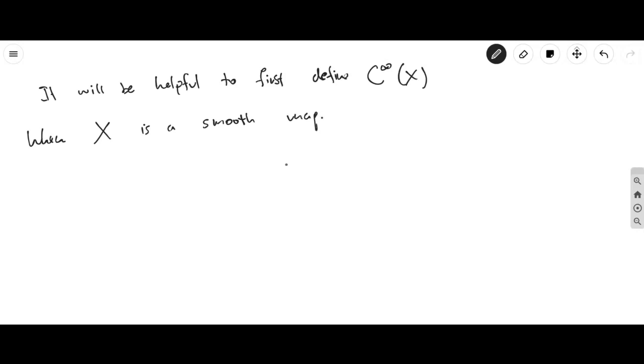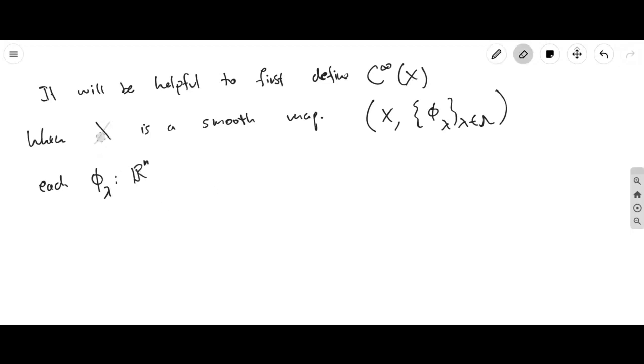Maybe we should recall what a smooth manifold is. So it's really X, comma, an atlas, and an atlas is a collection of maps. Let's call them phi lambda. You could have an infinite number of such maps. So it's a topological space together with a collection of maps where each phi lambda maps Rn. So we're assuming that this is an n-dimensional manifold. By the way, this n will be fixed.